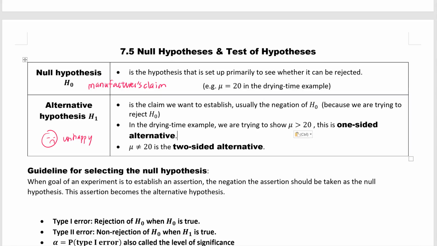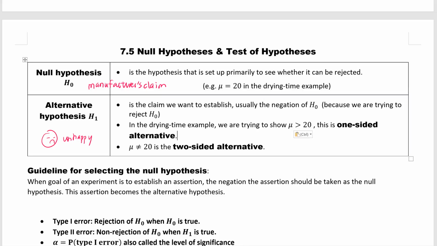And maybe you go to McDonald's and they give you a bottle of Coke. Let's say it's 12 ounce. If you have more than 12 ounce, you're happy, you have more Coke. If you have less than 12 ounce, you're not happy. Then the alternative hypothesis there is mu less than 12.